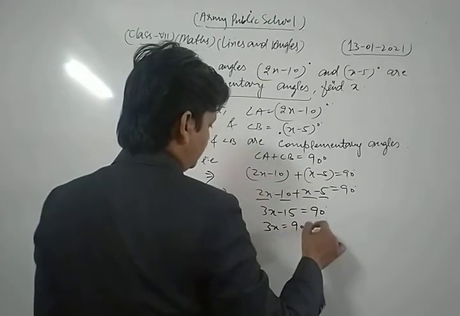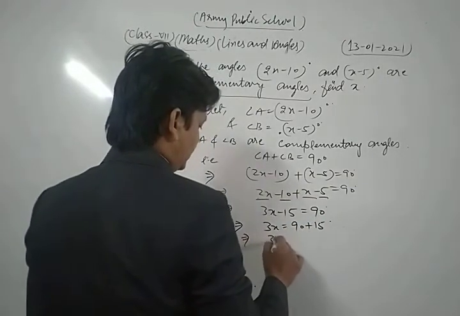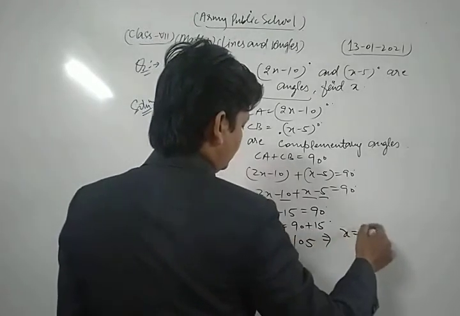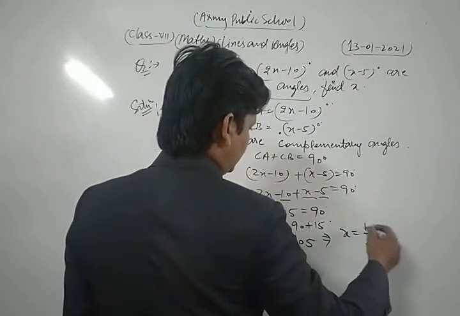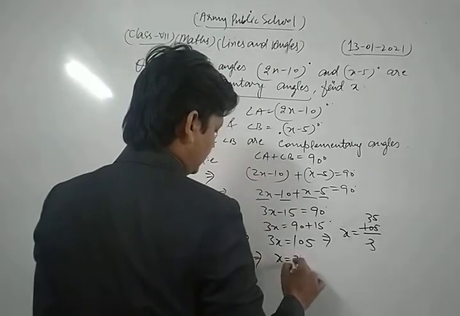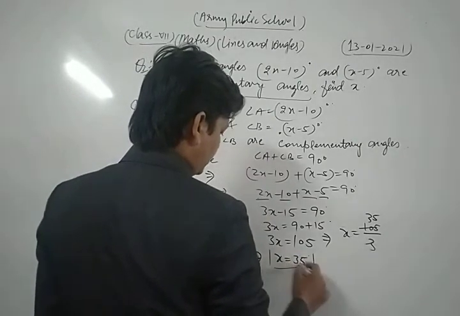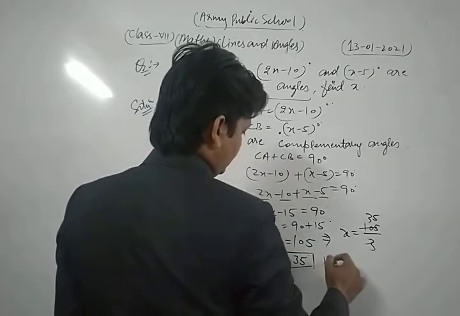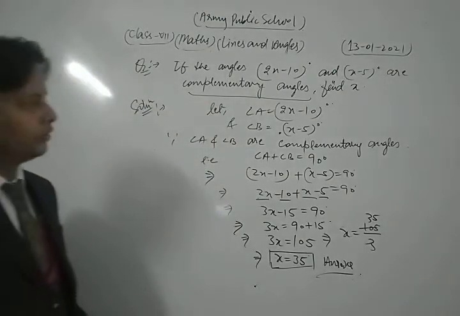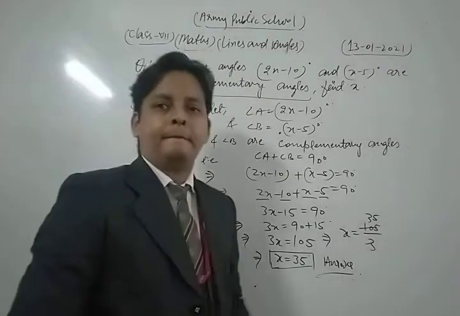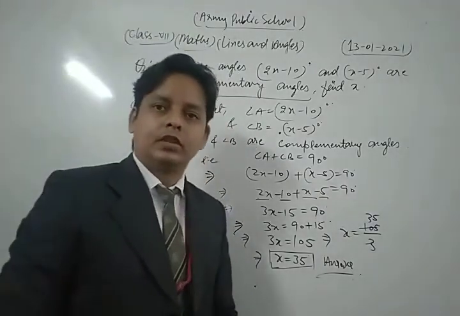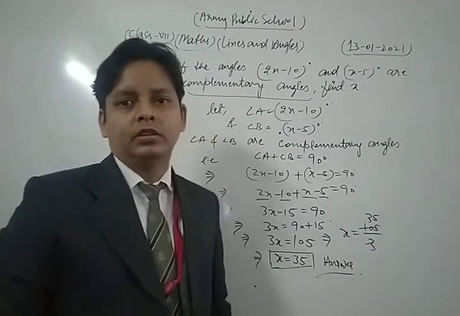3x is equal to 90 plus 15, that is 105. Thus the value of x is equal to 105 upon 3. 3 threes are 9, 3 fives are 15. Thus the required angle x is 35 degrees. This is our required solution of the given question.